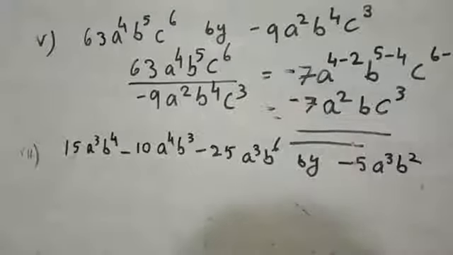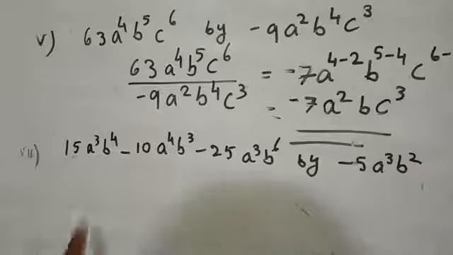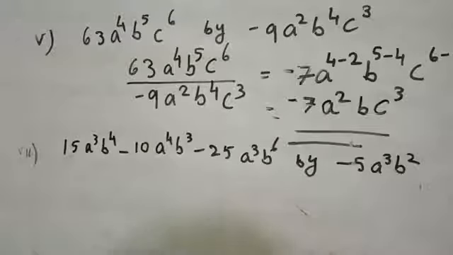See, now 7th question. 15 a cube b raised to 4 minus 10 a raised to 4 b cube minus 25 a cube b raised to 6 by minus 5 a cube b square. So first, the dividend is a polynomial. 15 a cube b raised to 4 minus 10 a raised to 4 b cube minus 25 a cube b raised to 6 means here 3 terms, 1, 2, 3. There are 3 terms. So it's a polynomial, that is a trinomial.